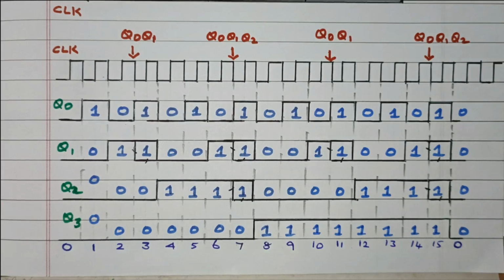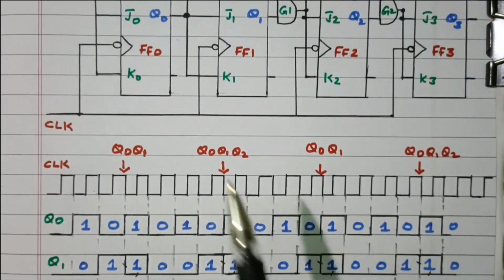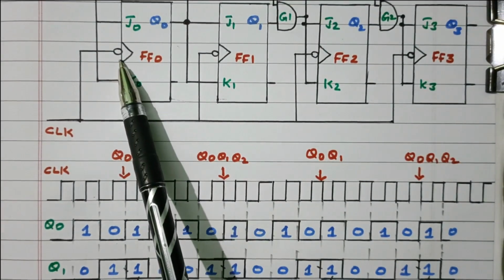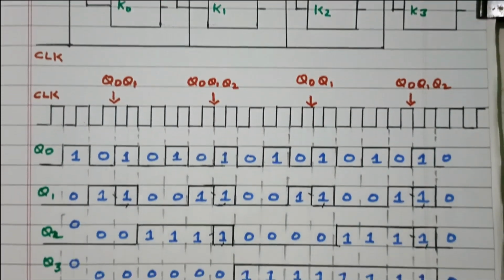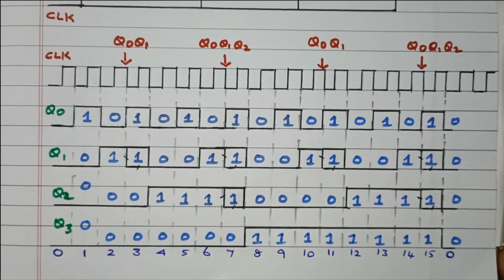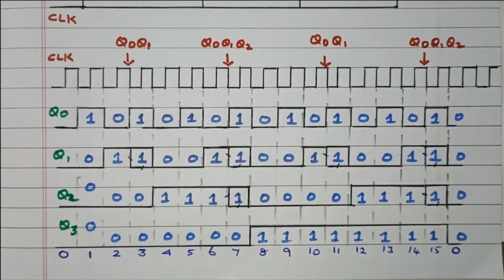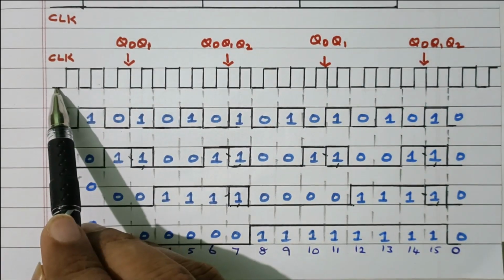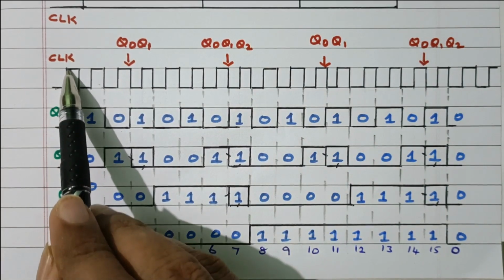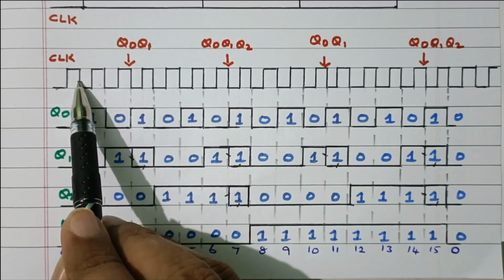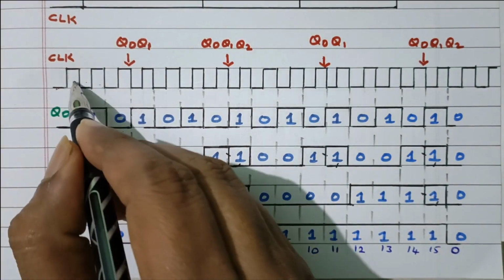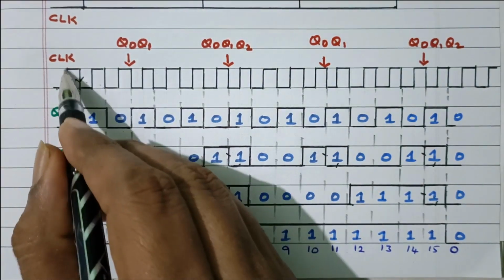We already know that we are connected with the negative edge. The clock pulse is connected through an inverter, so negative edge. What is meant by negative edge? We will see that, negative edge and positive edge. Here the clock pulse is low, here high. Changing from low to high, this is the positive edge. After this it goes from high to low. The clock pulse is high here, it goes to low. So this is the negative edge. This one is the positive edge.